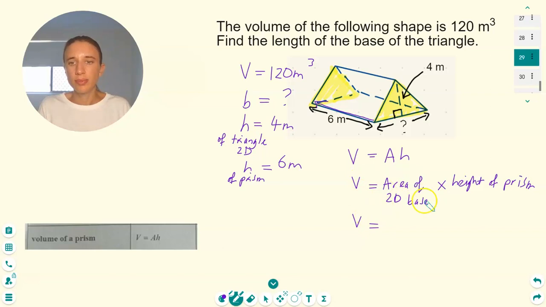Now let's derive this a little bit better. Area of the 2D base. Now some people would think that this is the base of the prism here, but it is not. We know that it must be the triangle. So what is the area of a triangle? It's half times base times height. And then don't forget times your height of the prism.